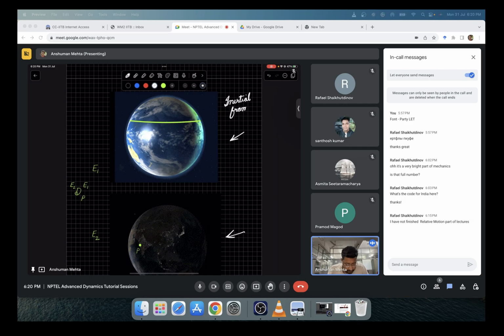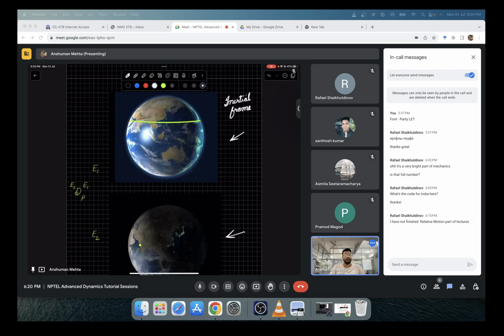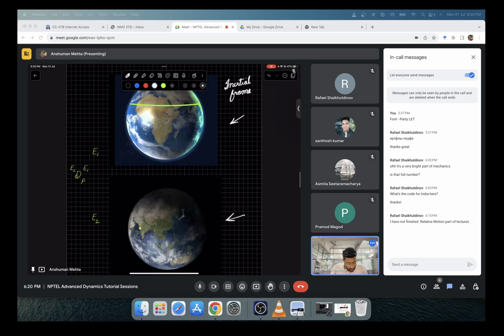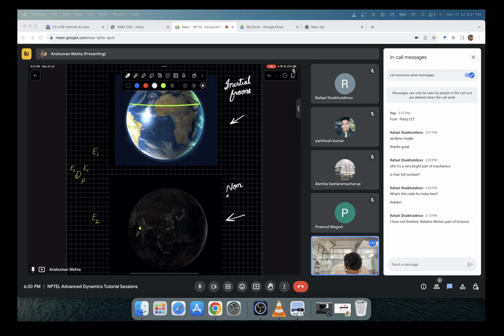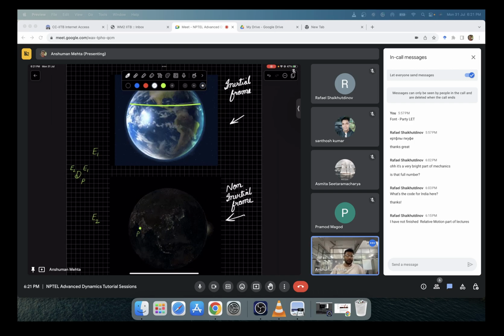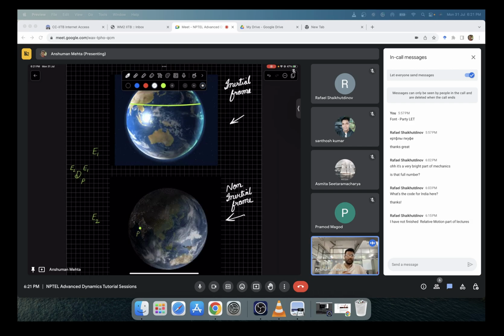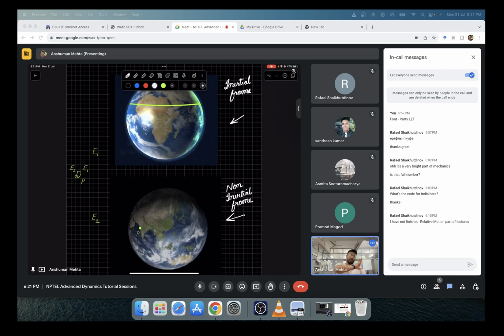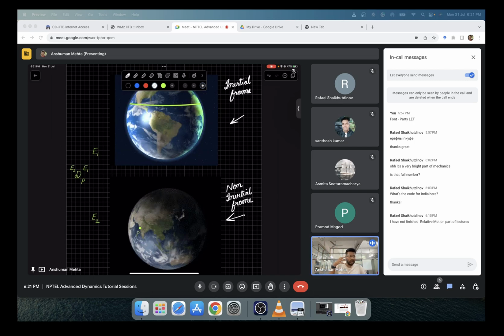But again, inertial and non-inertial frames are subject to what reference we are taking. For now, we'll just say that if the frame is moving, it's called a non-inertial frame, and if it's stationary, it's called an inertial frame. It is very intuitive to find things in an inertial frame, because if you are standing stationary and you see something moving, intuitively you get what happens because you are stationary.